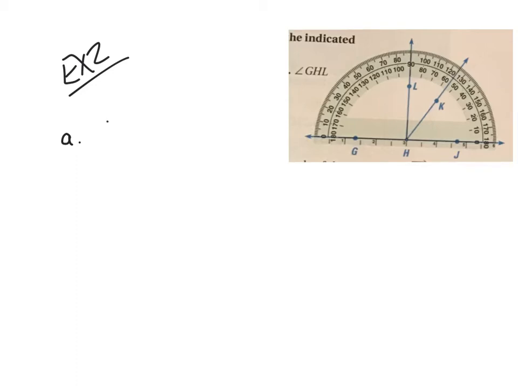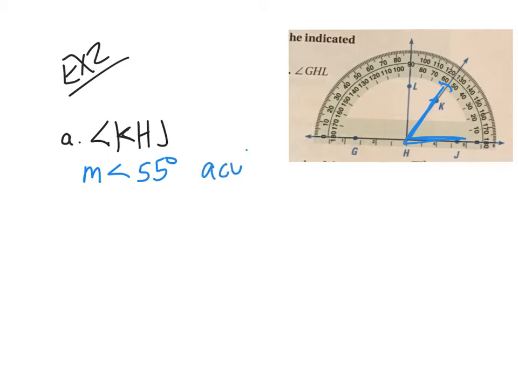So for A, it says to find the measure of KHJ. So over here, I need to find KHJ. I found it right there. Well, first of all, where does it cross up here? Is it smaller than 90? Yes. So that means you're going to use the smaller number on the bottom. So it's halfway between 50 and 60. So the measure of this angle would be 55 degrees. Okay? And then it says to classify it. So what kind of angle is that? It is less than 90, so it's an acute angle.